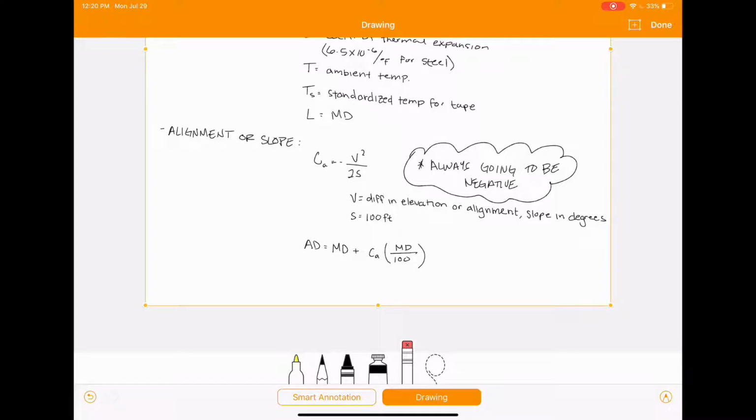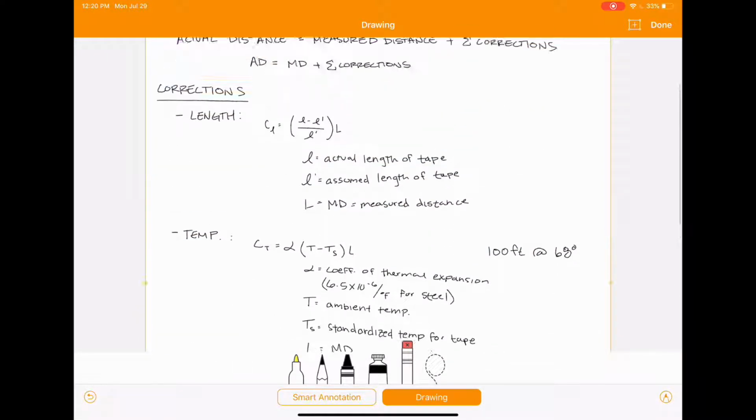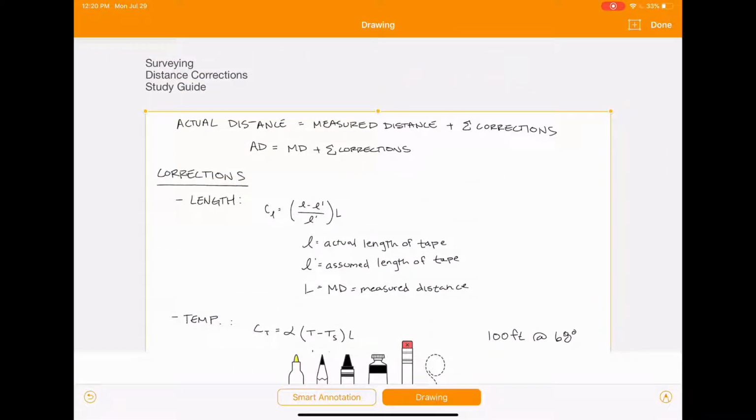And really, your corrections are as simple as that. You just find your corrections, add them to your measured length, and then you have your actual distance.